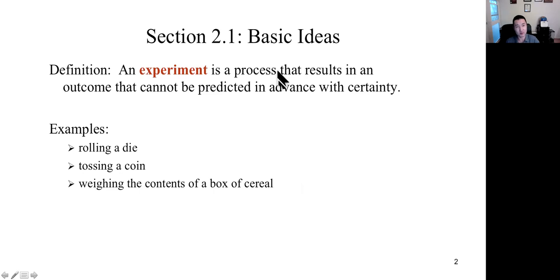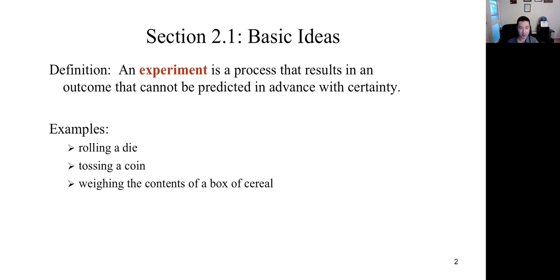First of all, what is an experiment? An experiment is defined as a process that results in outcomes that cannot be predicted in advance with certainty. For example, we roll a die. So we could have 6 possible outcomes: 1, 2, 3, 4, 5, and 6. But we cannot predict in advance what value will come up.